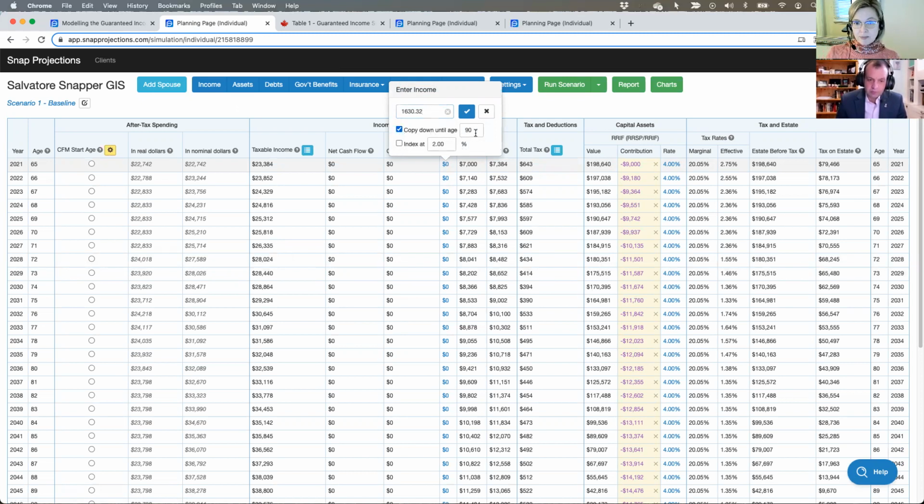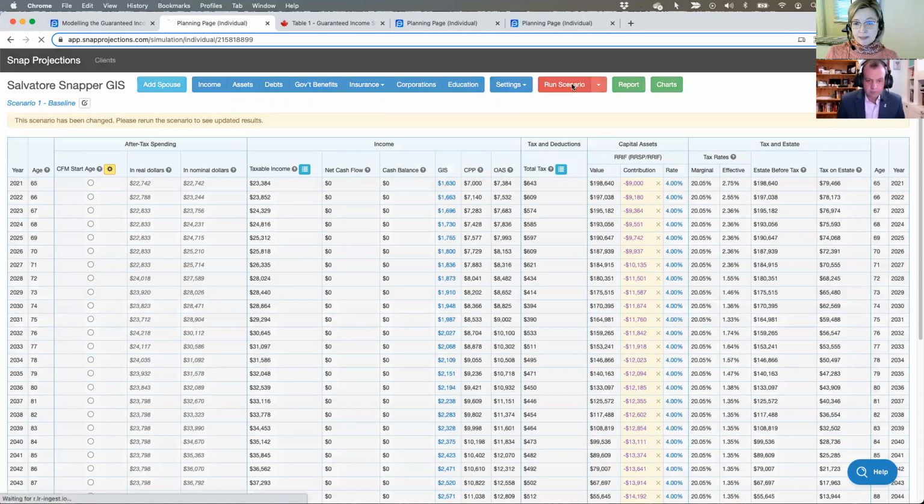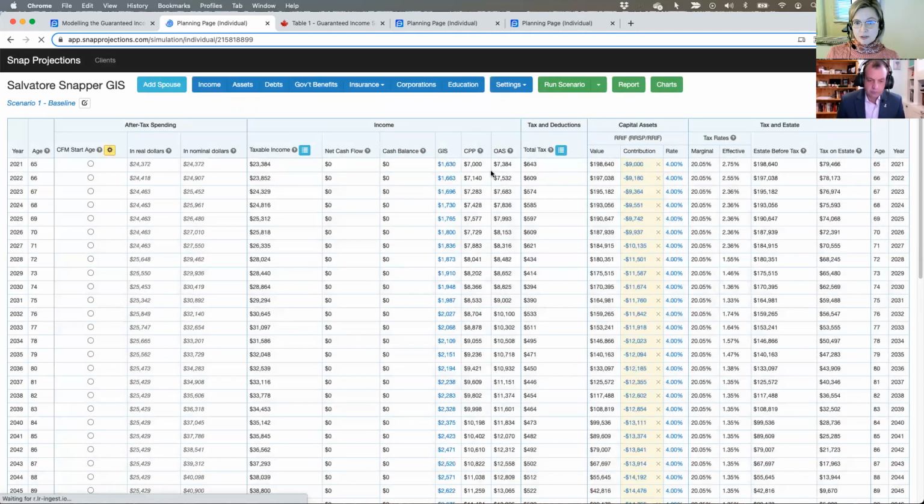I can say I want to copy that down. And then we're assuming that over time GIS will get indexed, just like CPP is going to be indexed over time, and we have the RIF withdrawals indexed as well. So we'll just index GIS, copy this down, and then click run scenario to get it to update. So now we've got the additional $1,600 a year of GIS income. And that all assumes no change. That assumes inflation. As long as you've got somebody who's in a static position, that works reasonably well.